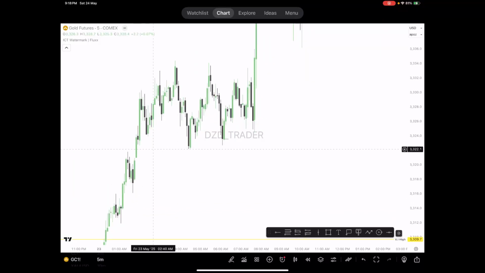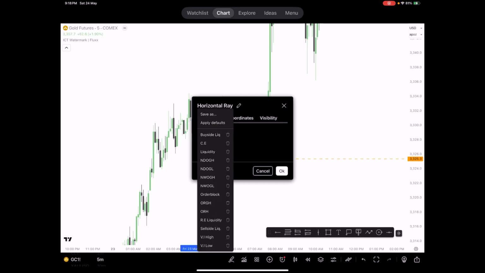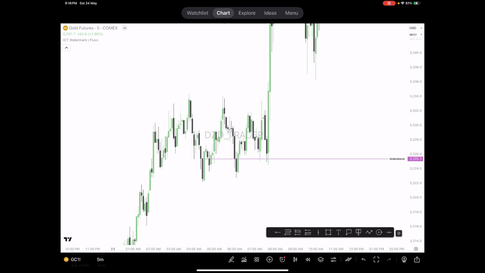There's a 2 a.m. to 5 a.m. So that's an ICT kill zone, London kill zone. This happened on Friday, this Friday. So how did I know the market is going upwards? Is that we have an order block there. That's an order block. Let's set it out. There's your order block.